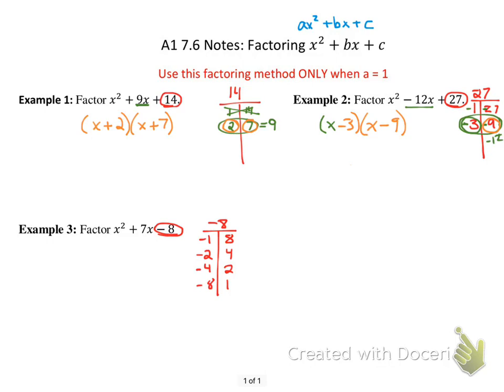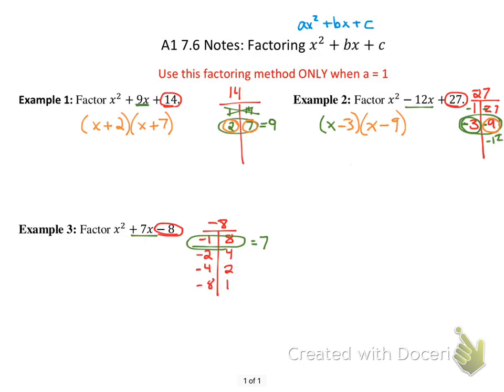Now our goal is to make this add up to a positive 7x, which means we need to add them together and get a positive 7. So what is negative 1 plus 8? Well, negative 1 plus 8 is 7. So that is exactly what we needed. If it wasn't, we would keep going down the list until we added together the two numbers and got an answer that matched the middle term.